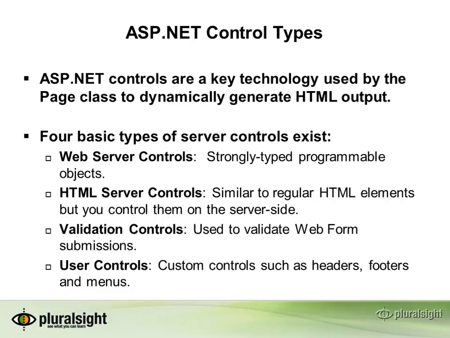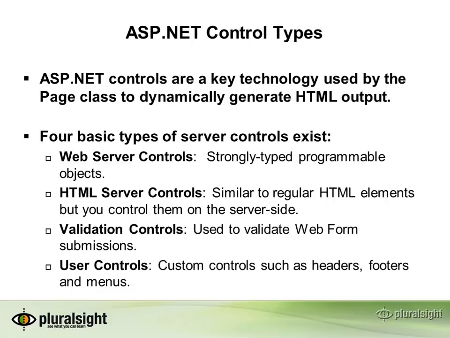So the first category is the more commonly used ones, and that's called a web server control. And you'll hear me just say the term server control quite a bit throughout this course. Now these are strongly typed objects. So as I mentioned earlier, these are actually classes, but they have properties that are very specific to the purpose of that class. So we'll be seeing those in just a moment.